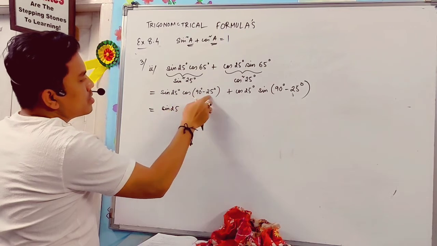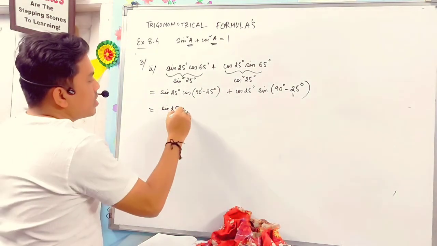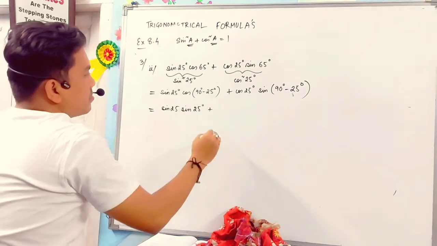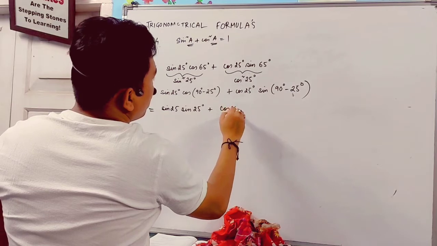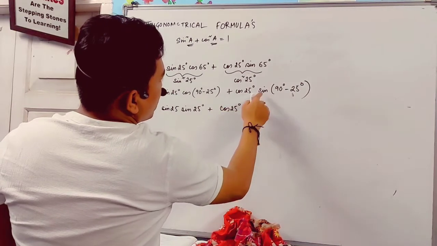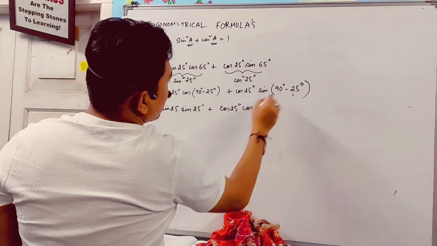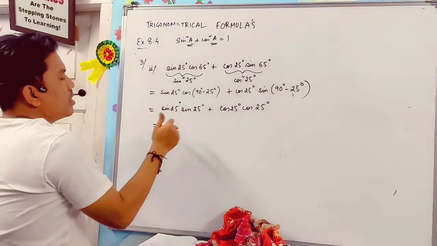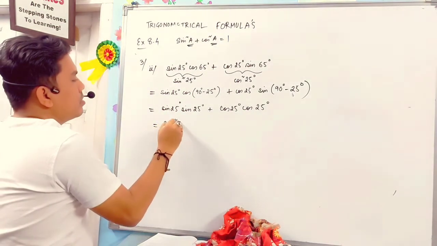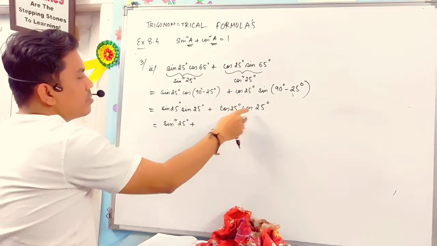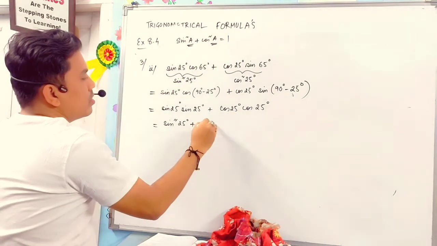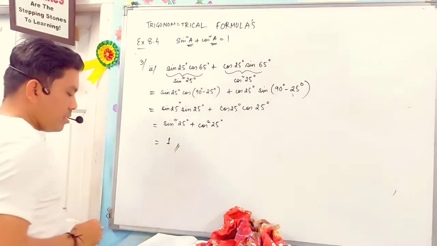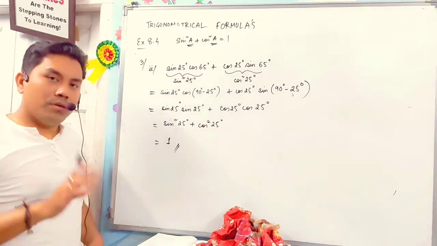Now cos 90 minus a is sine a. In place of a we have 25, so sine 25. Similarly here, cos 25. Sine 90 minus a will be cos a. In place of a we have 25. So sine 25 into sine 25 is sine square 25. Cos 25 into cos 25 is cos square 25. So sine square 25 plus cos square 25 will be 1. Is it clear? So it is very simple.